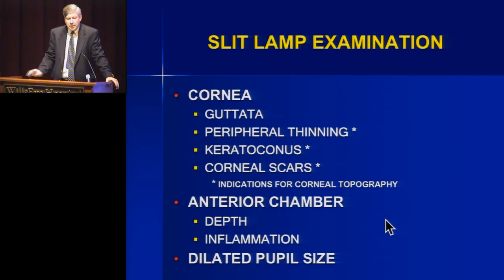You do a slit lamp examination looking at the cornea. Do they have corneal guttata? If they do, that means they have an increased risk of potentially having their cornea swell either acutely in the immediate postoperative period or long term. Do they have other problems like peripheral thinning, keratoconus, or corneal scars? All of those are indications to do corneal topography. As it turns out, upstairs they tend to do corneal topography on pretty much everybody that's getting signed up for cataract surgery. You want to check the anterior chamber.